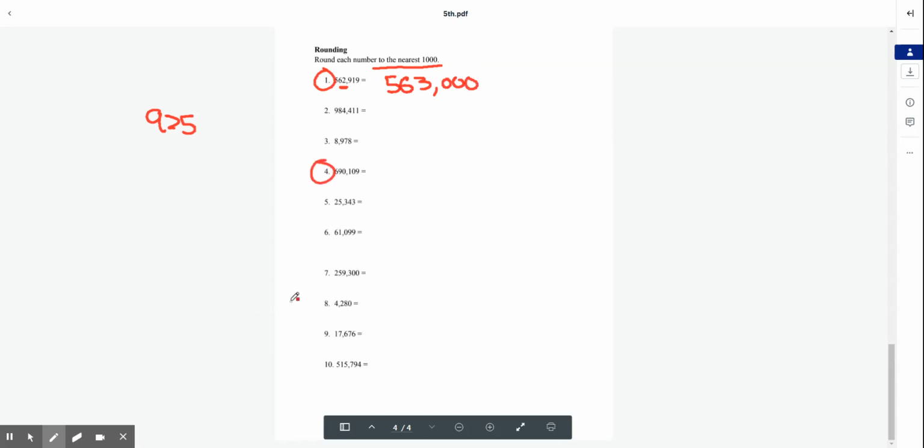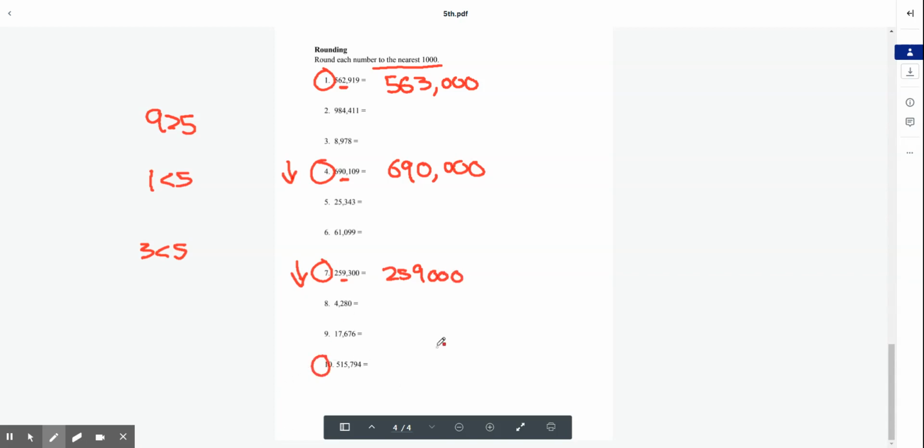Let's try 4. 0 is our digit for the thousands. And to the right, we have 1. 1 is less than 5. So we're going to round down, which gives us 690,000. Number 7. 9 is our thousands. To the right, we have 3. And 3 is less than 5. We're going to round down. We get 259,000 for our answer.